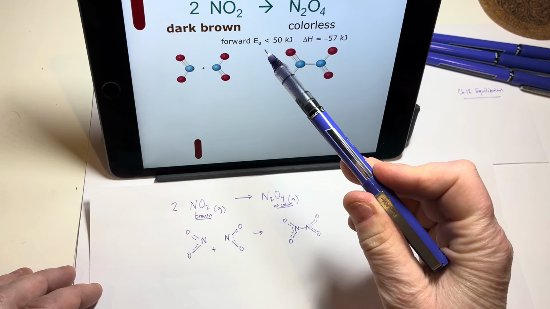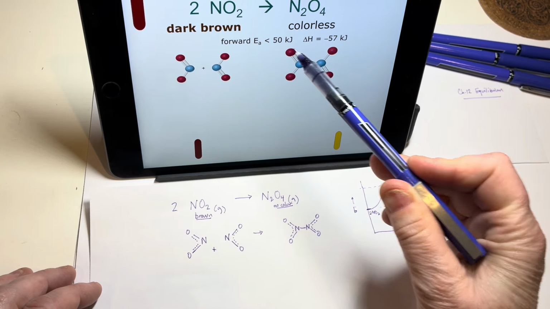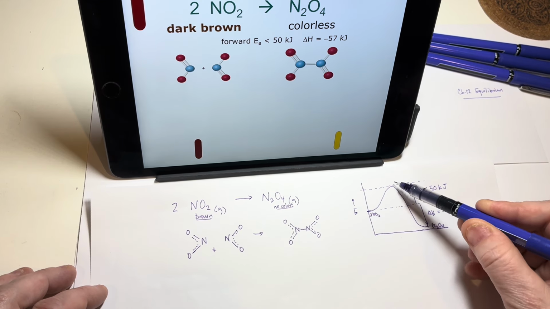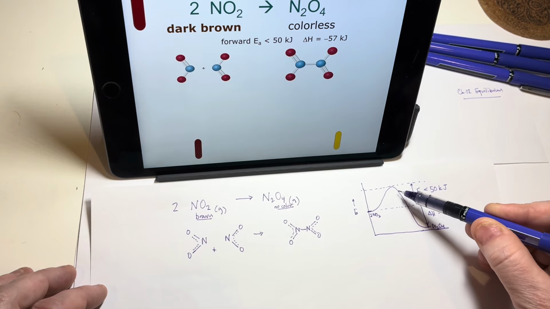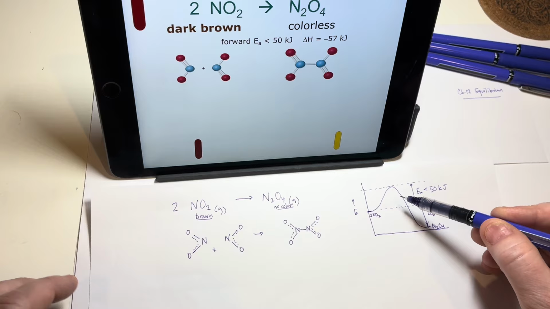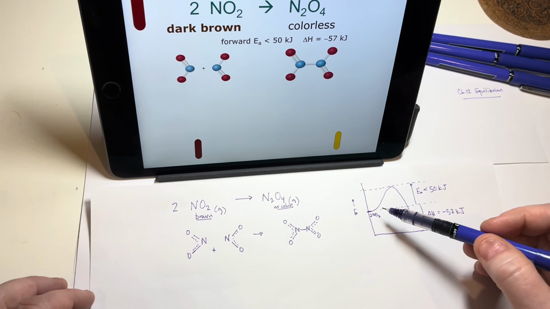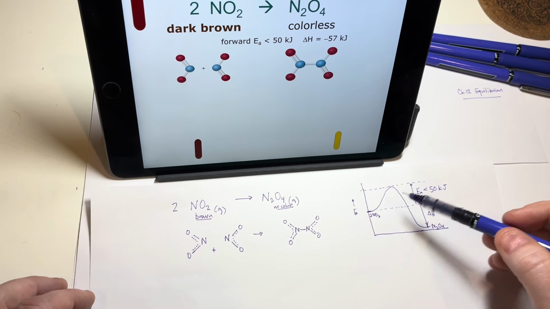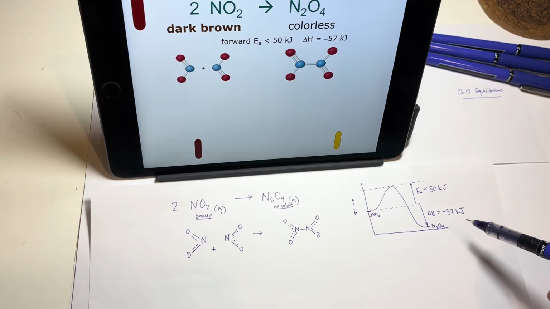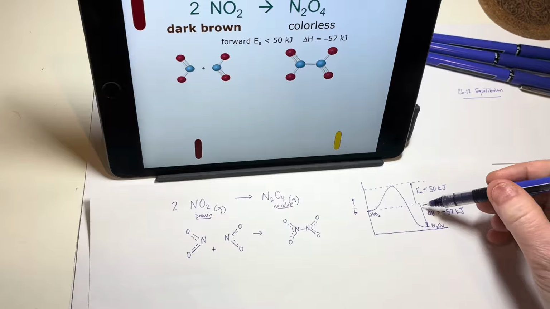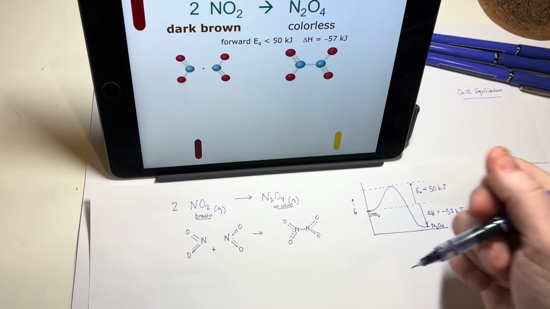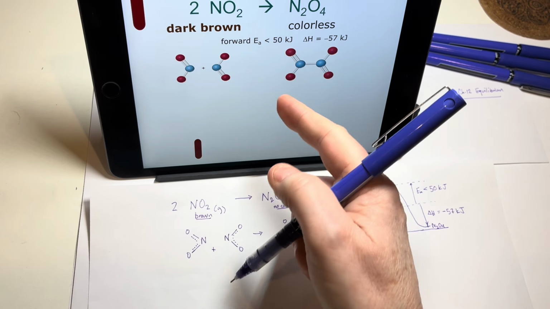Now, it turns out the forward reaction here, the activation energy, is less than 50 kilojoules. So if we start with NO2, the high point here, it's less than 50 kilojoules, which we know is an activation energy that's pretty easy. This reaction goes pretty easily at room temperature. Now, the delta H for the reaction is negative 57 kilojoules. So that's exothermic, and okay, simple pathway, easy reaction.